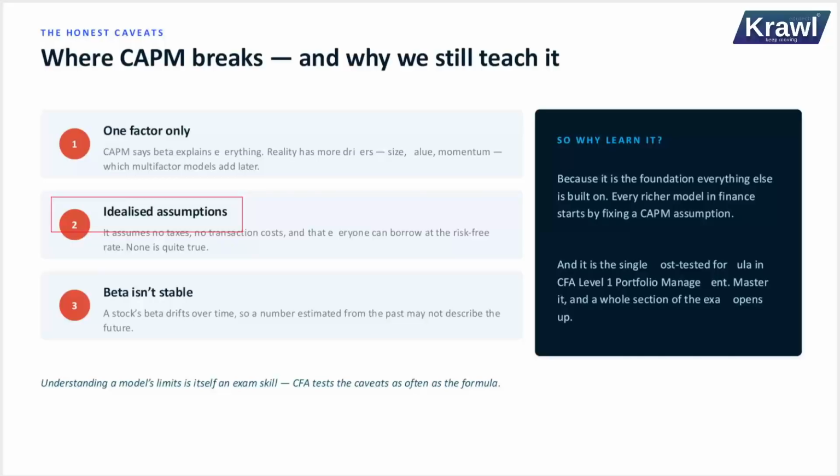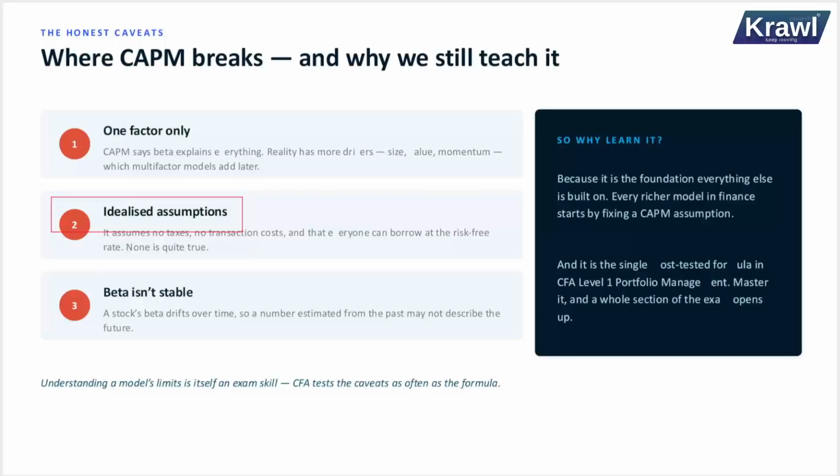So why do we still teach it, and why does it matter? Because it is the foundation. Every richer model in finance starts by fixing one of these CAPM assumptions, and you cannot skip it. It's the single most tested formula in Level 1 portfolio management. Master this, and a whole chunk of the exam opens up. And one more thing, knowing where a model breaks is not a weakness, that's a skill, and the exam is going to test you for that as well.